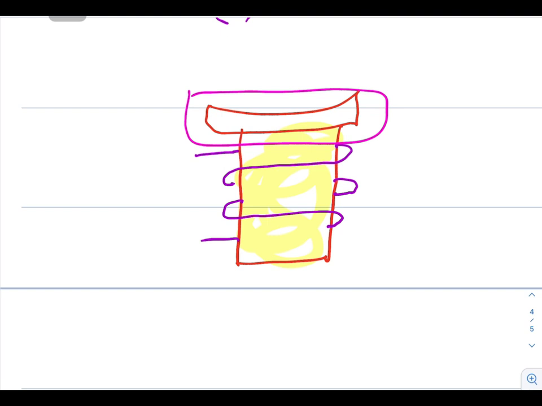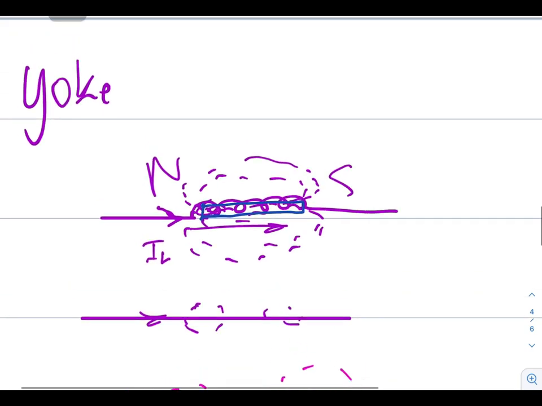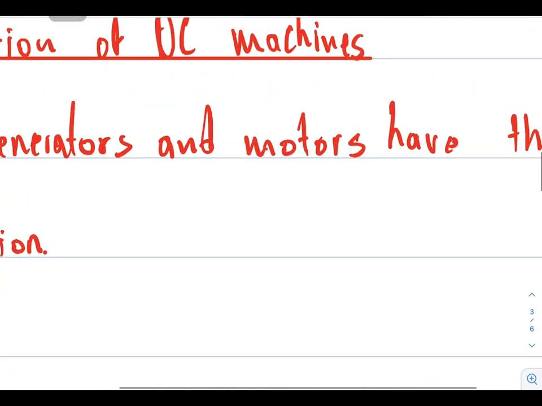And secondly, the shape is such that it makes sure the magnetic field that is produced is evenly distributed, and it also increases the cross-sectional area, which reduces the reluctance of the air gap. Okay, so that is our yoke.